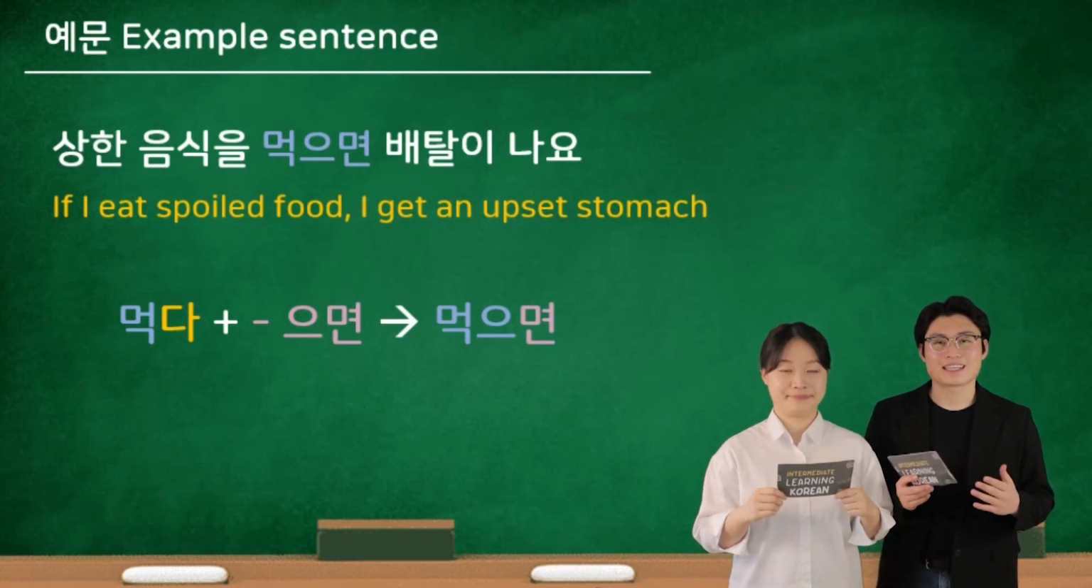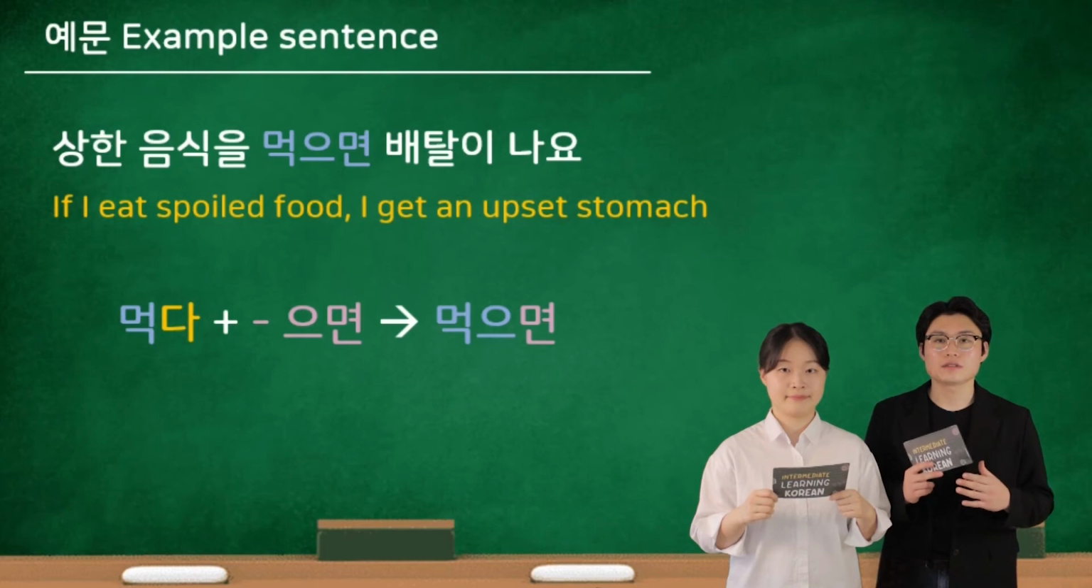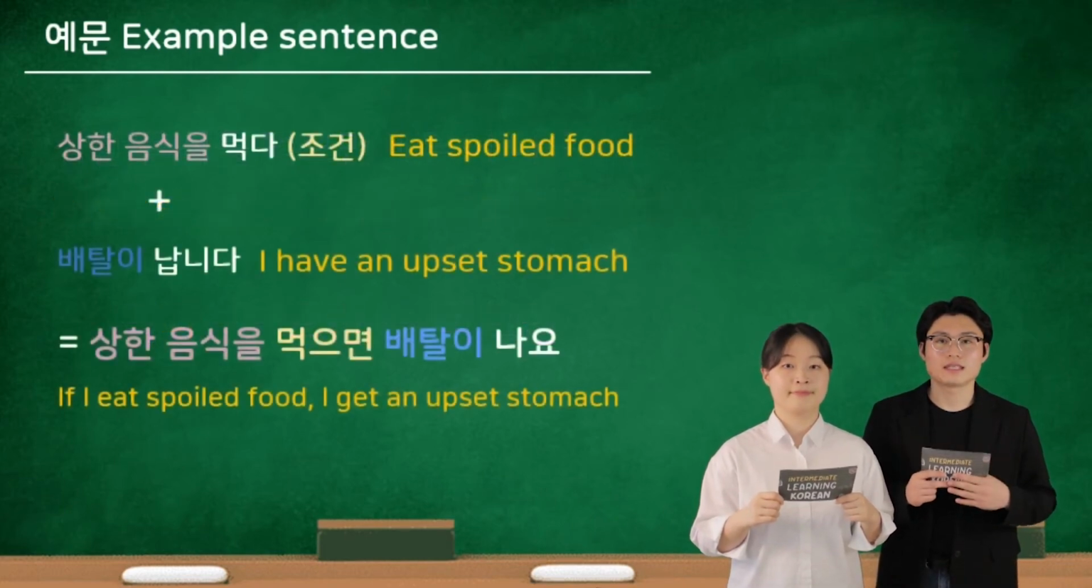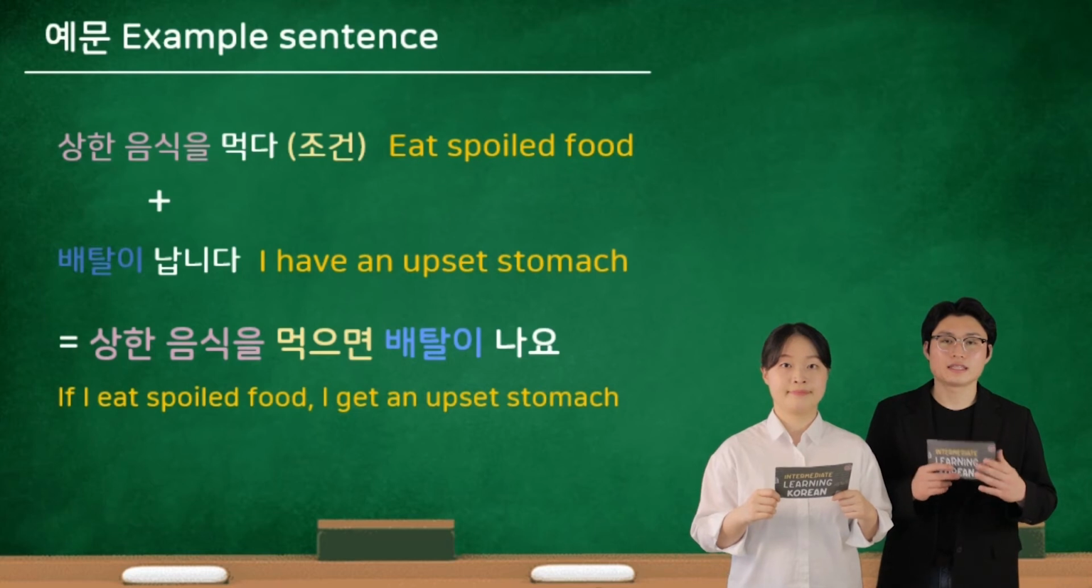And when the final consonant is 리을, 면 is used after the verb and adjective. Then, let's review more through example sentences. This is an example sentence without the final consonant.